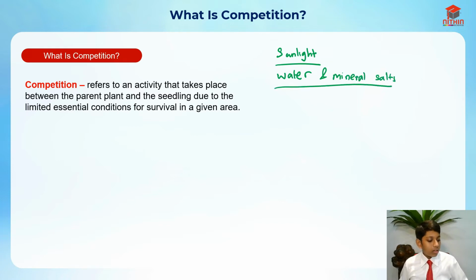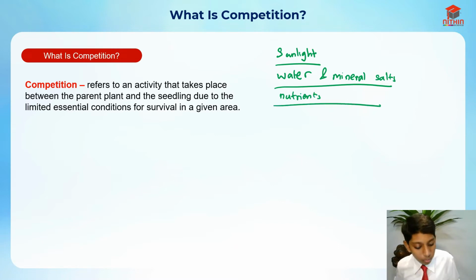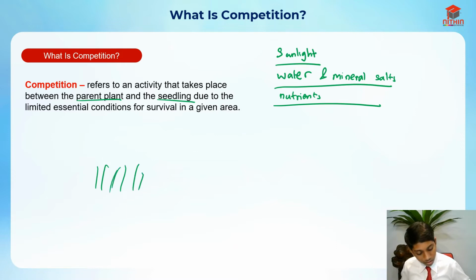Okay, so basically they compete for nutrients. There are many things, okay? So basically it could be a parent plant and seedlings. There could be many plants over there, and they are basically competing because they are having overcrowding. Okay, so since there are many plants, right, just imagine all these sticks are plants.